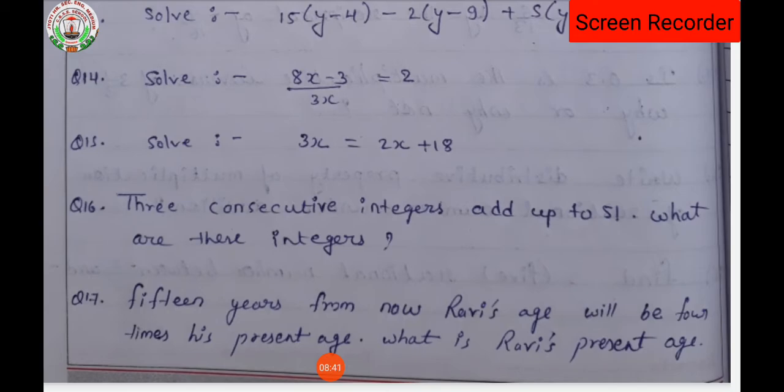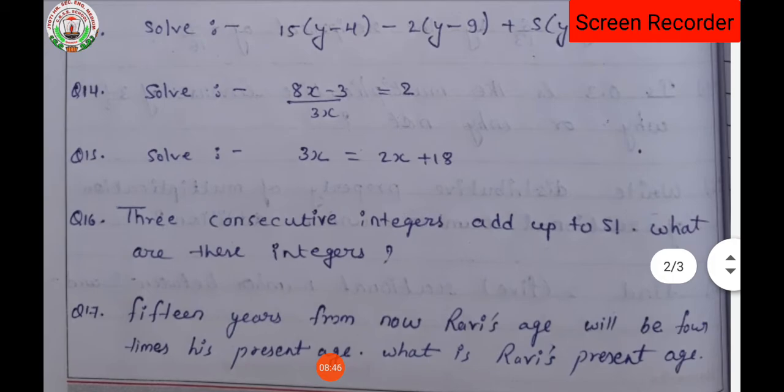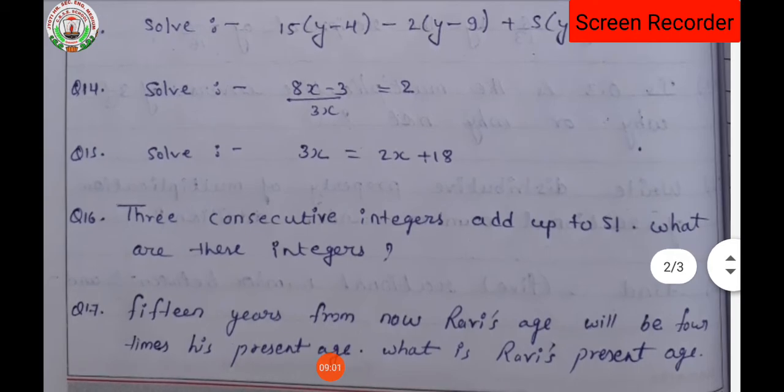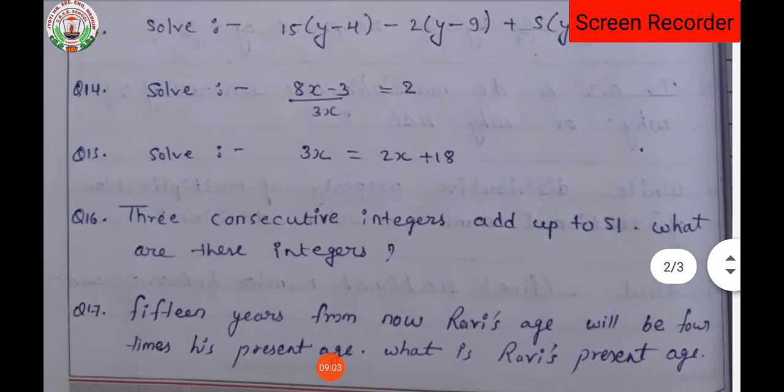So consecutive integers means the number which is going to be added is x, then in the second step it will be x plus 1, in the third step it will be x plus 2. So 3 is said, so we will take x, then x plus 1, then x plus 2. These are the 3 consecutive integers which will be added to get the result 51. So while solving this we will get the required answer.